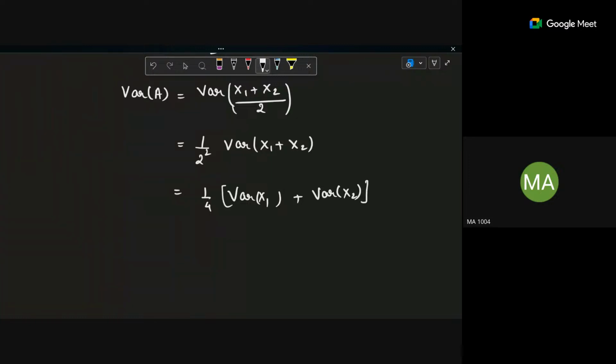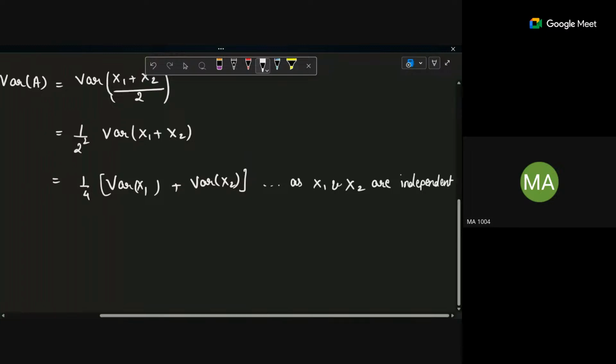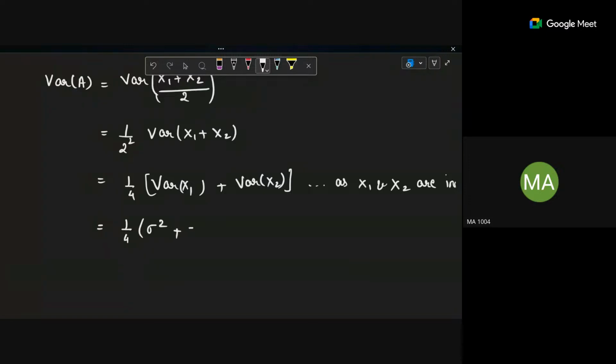So we should mention it, as x1 and x2 are independent. Fine. Then, variance of x1, do we know that? Variance of x1 is sigma square. Similarly, variance of x2 is sigma square. It was given, right?